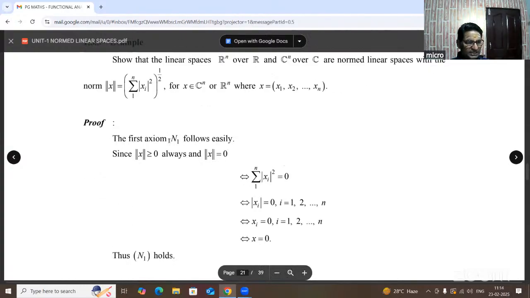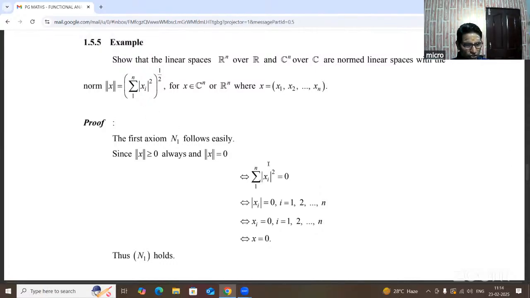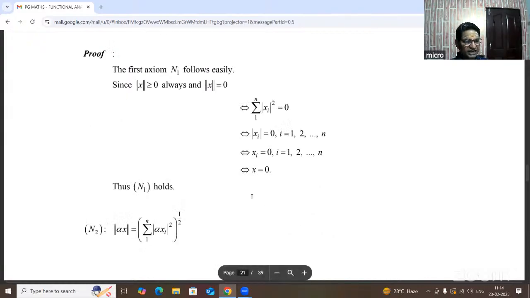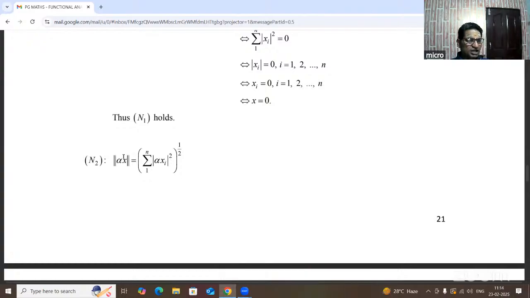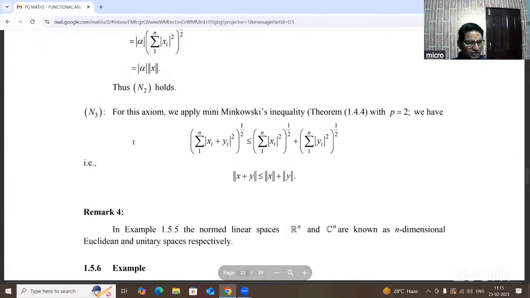So here, first of all, the N1 condition. Just observe here: norm x is greater than or equal to 0, and norm x equal to 0. From the condition, the summation of mod xi whole square equal to 0, then automatically mod xi equal to 0. And again, xi equal to 0 means x equal to 0. Okay, the first condition holds good. For the second condition, norm of alpha x, replacing alpha x in the given condition, is the summation of mod alpha xi whole square, whole power 1 by 2. Then automatically it is mod alpha into norm x.